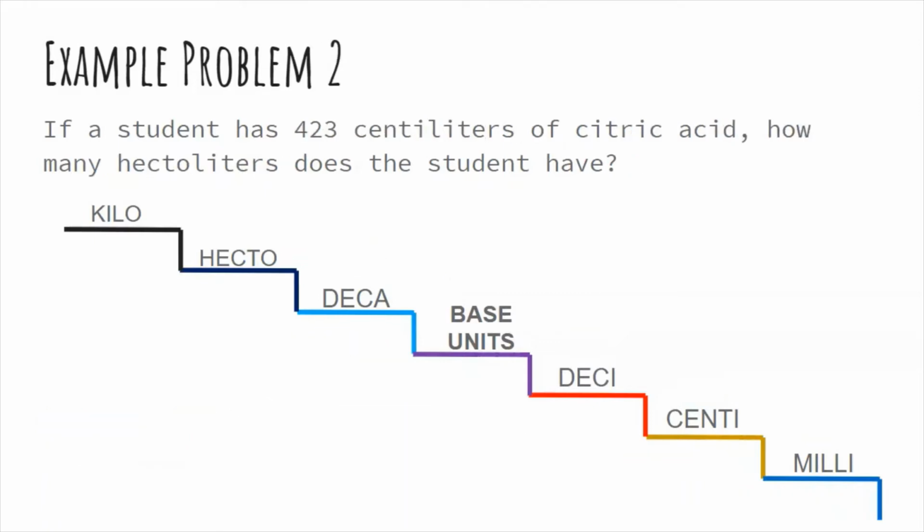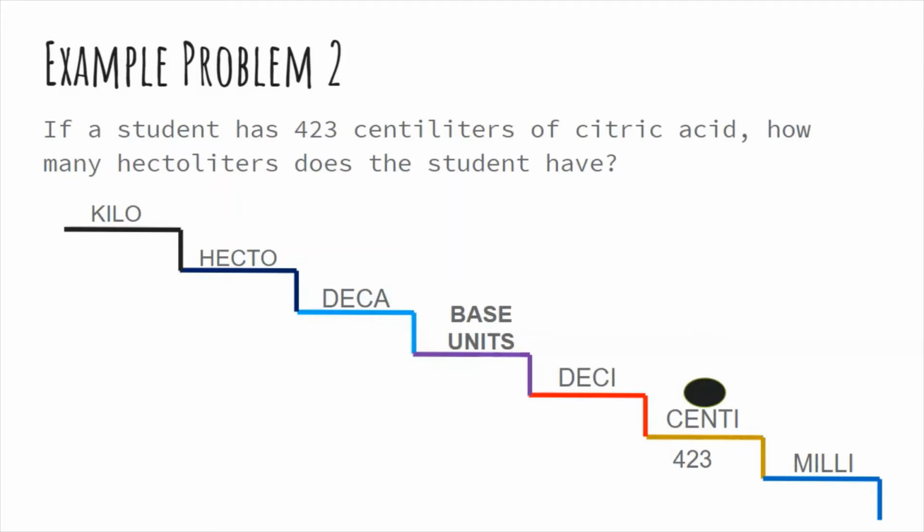So let's go backwards. If we have 423 centiliters of citric acid, how many hectoliters does a student have? So go ahead and put your number into centiliters. We're at centi, we're at 423. But let's count. We're going up the staircase. We're going from centi to deci, which is 1, deci to base units, which is 2, base units to deca, which is 3, deca to hecto, which is 4. So we're going up, which means we're moving the decimal to the left.